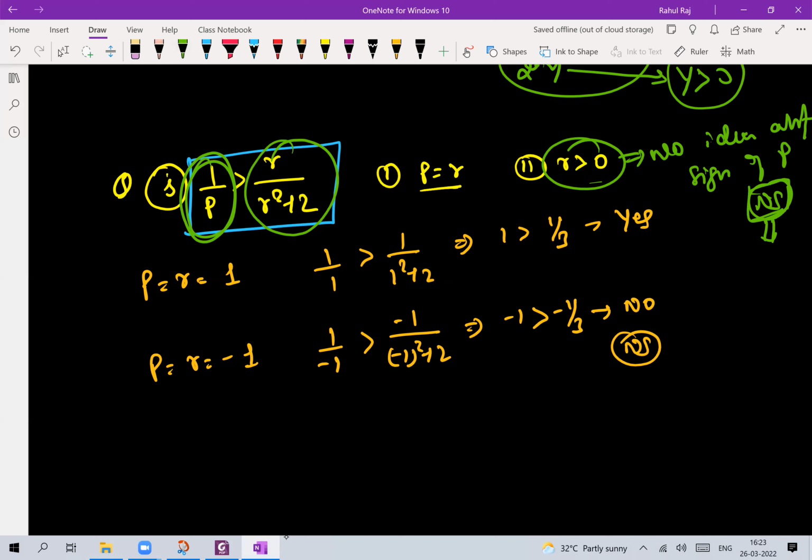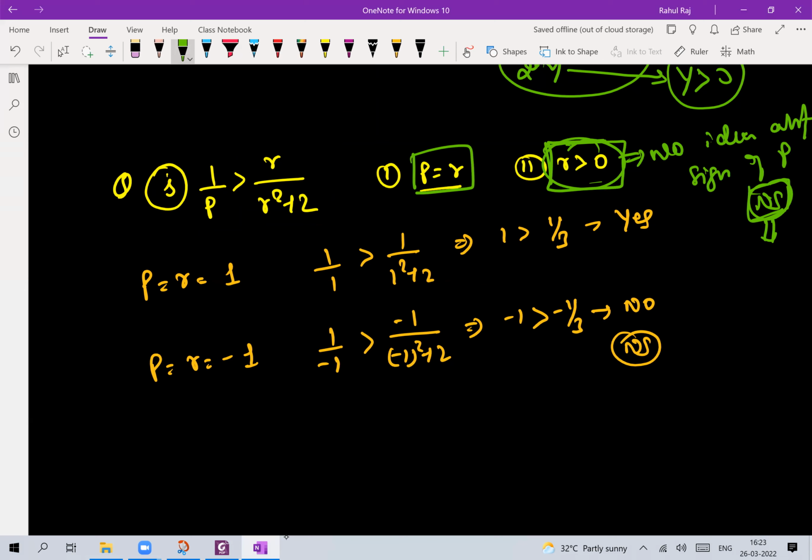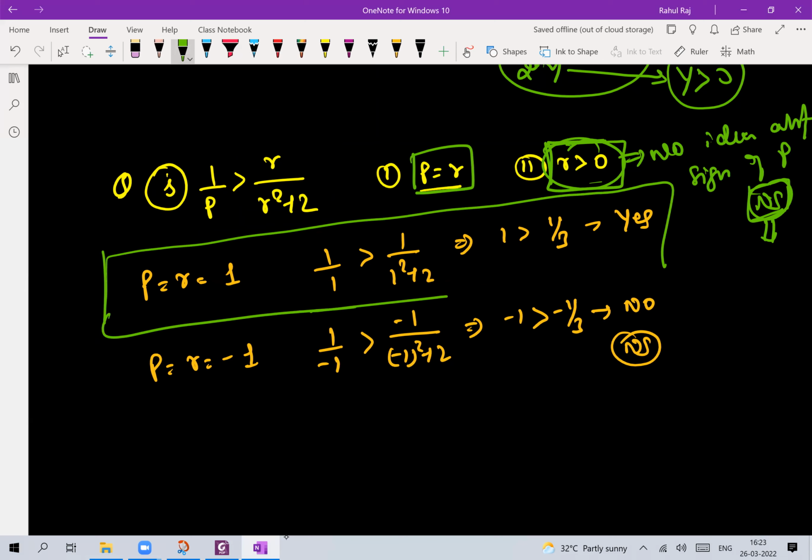Agreed? So these two statements are not sufficient individually because we have a yes and no situation. When I combine them, the first says P is equal to R, and option number 2 says R is greater than 0. If R is greater than 0 and P is equal to R, it means P is also positive. Simple logic. So it will always be a confirm yes answer. So C. Got it. Clear?